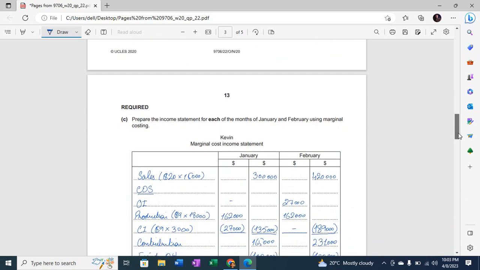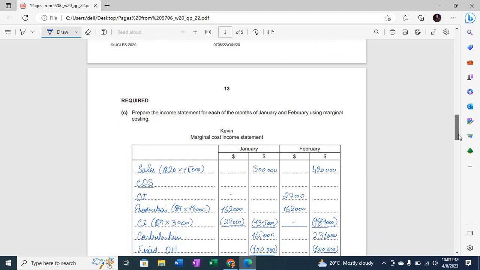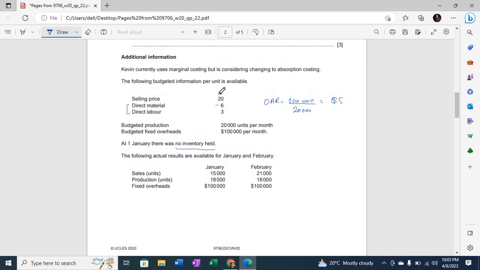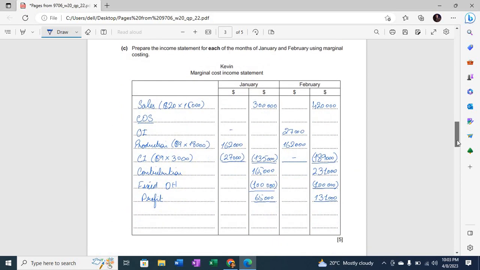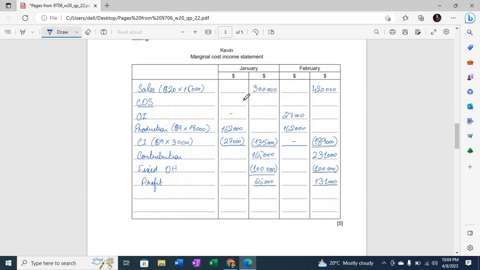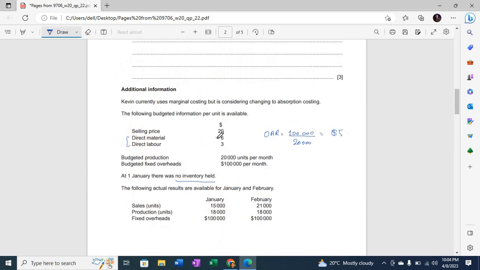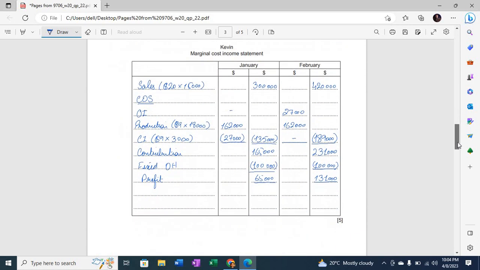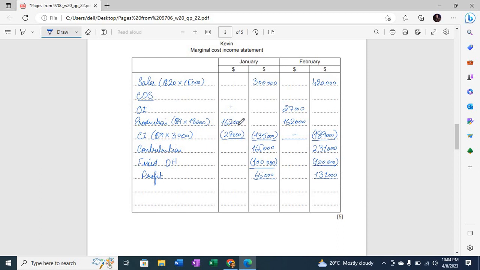We are required to prepare the marginal costing income statement for Kevin in part C. The selling price per unit is $20 and the number of units are 15,000 for January, so your sales value will be $300,000. Sales less cost of sales. There were no units in opening inventory at the beginning of January, so opening inventory is 0. In marginal costing, we just multiply the variable cost per unit with the production units. Variable cost is direct material and direct labor, which is 6 plus 3, $9. Production units for January are 18,000, so 9 into 18,000, the total production cost is $162,000.